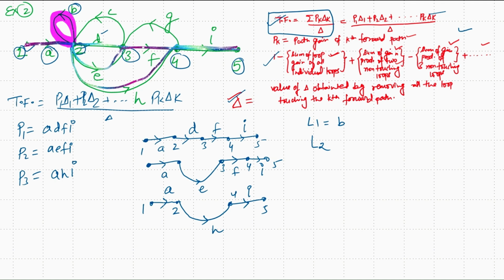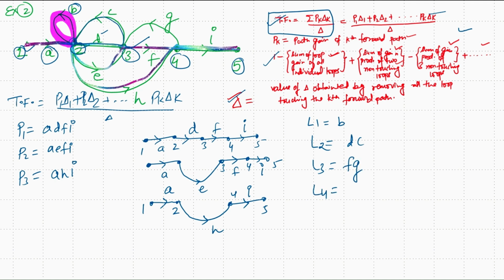So the starting node is 2, goes to 3, and again terminates at 2. The loop gain is D into C. The second loop, loop 3, starts from node 3 and terminates again at 3, having loop gain equal to F into G.